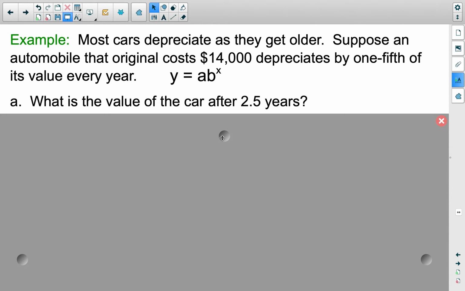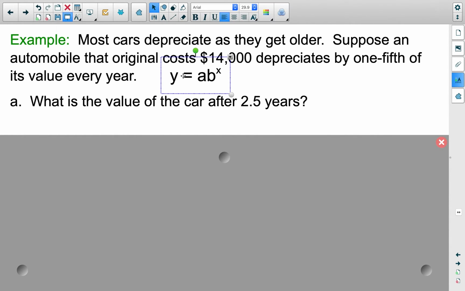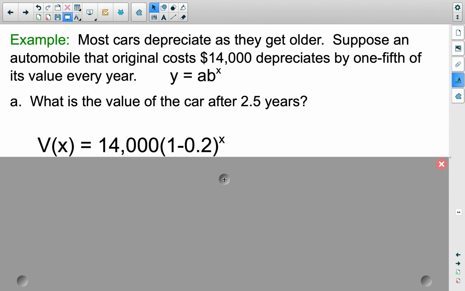So the tricky thing about depreciation, because you're going down by 1/5, and again, we've talked about this, but if you go down by 1/5, you're going to lose 1/5 of the value. You want to think about your base in terms of how much do you keep. So if I lose 1/5 of my vehicle, that means I'm going to keep 4/5. So when you set up the actual equation here, using the exponential model, you want to make sure you account for that.